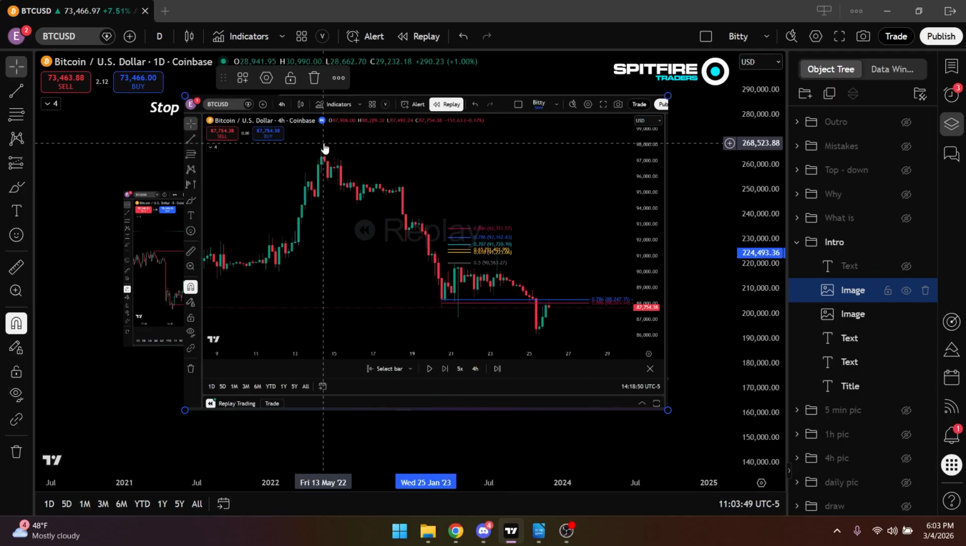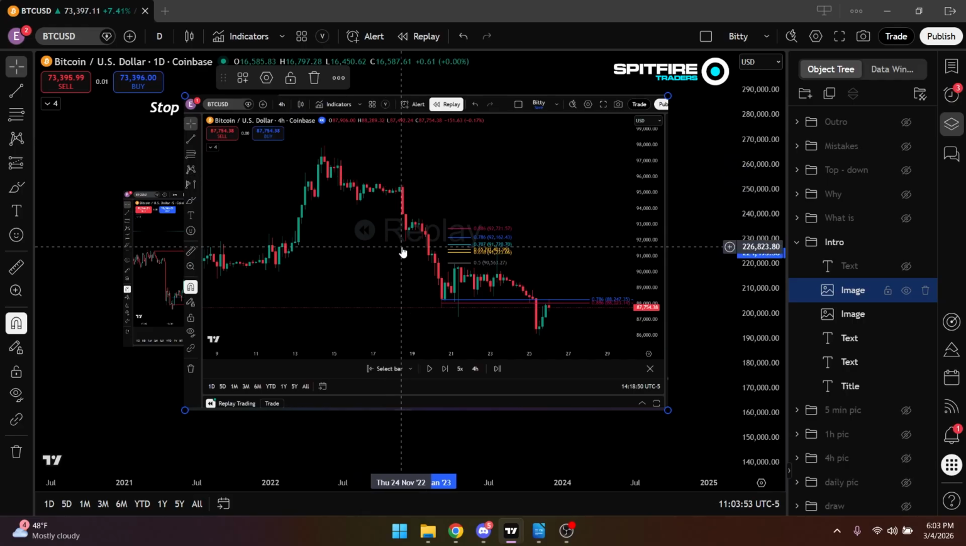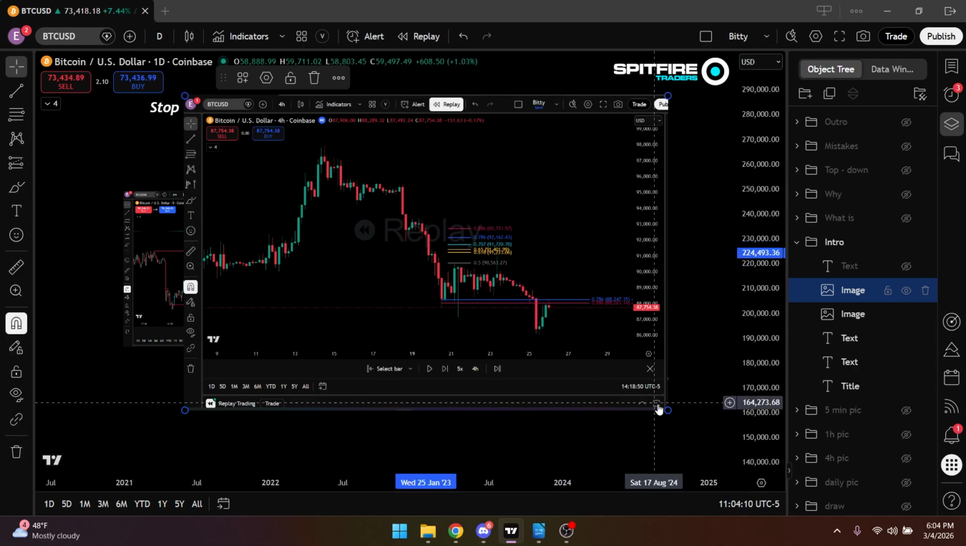On the 4-hour chart, we can see that price is still in a downtrend, making lower highs and lower lows. So while the 5-minute move up looked bullish, the higher time frame is still bearish. And unless you're a professional scalper, the 5-minute chart doesn't help you with bias.